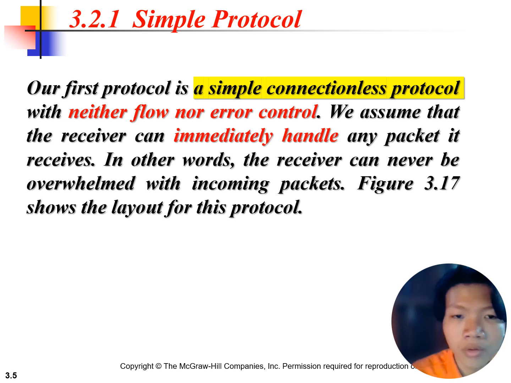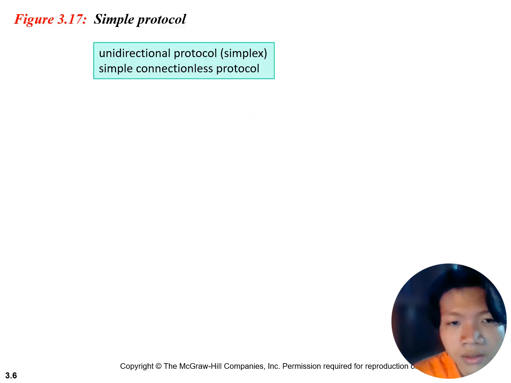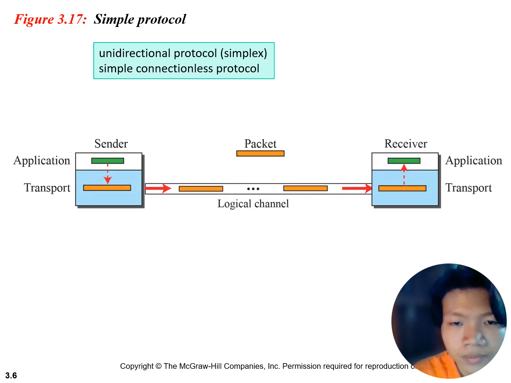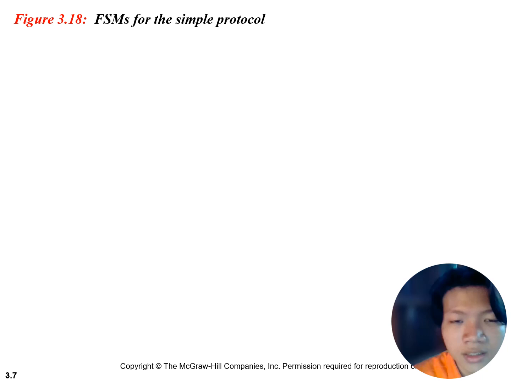Simple protocol. Our first protocol is a simple connectionless protocol with neither flow nor error control. We assume that the receiver can immediately handle any packet it receives. In other words, the receiver can never be overwhelmed with incoming packets. This is the simple protocol, and these are the FSMs for the simple protocol.